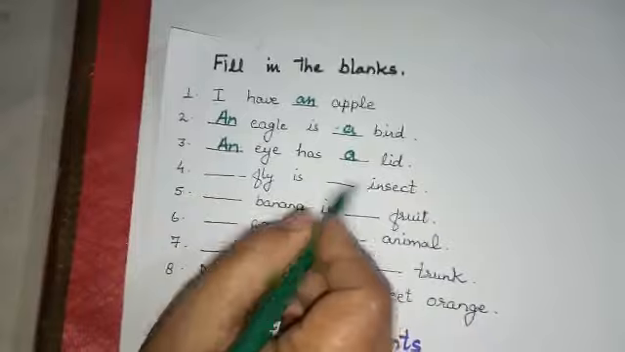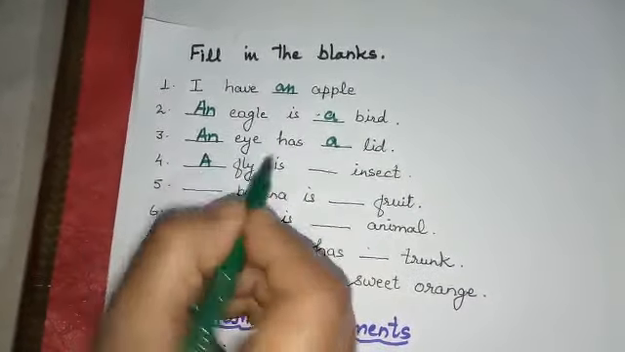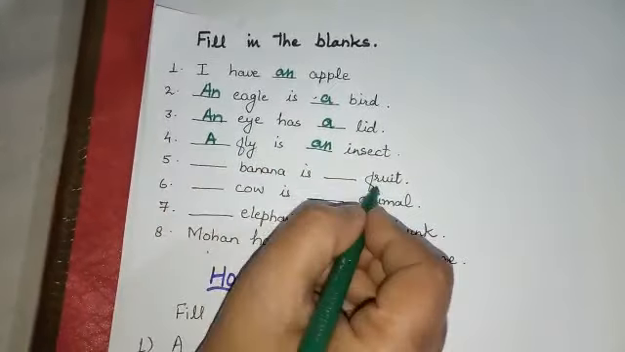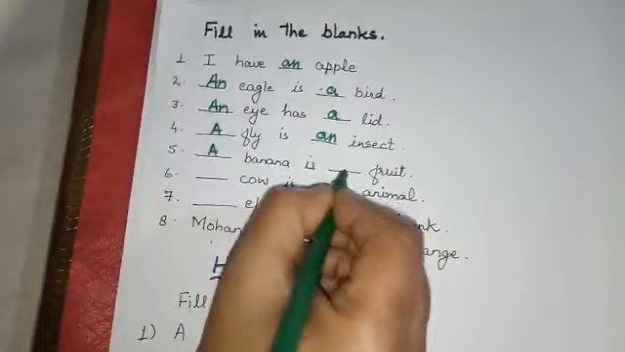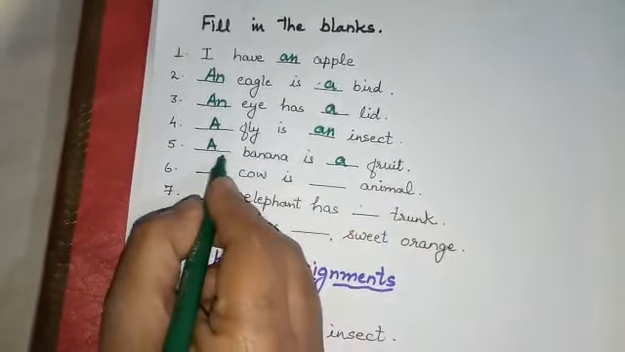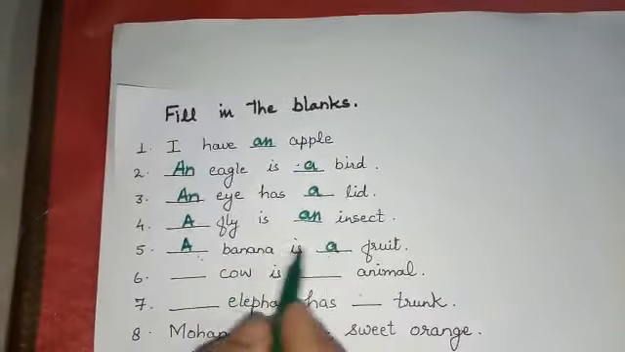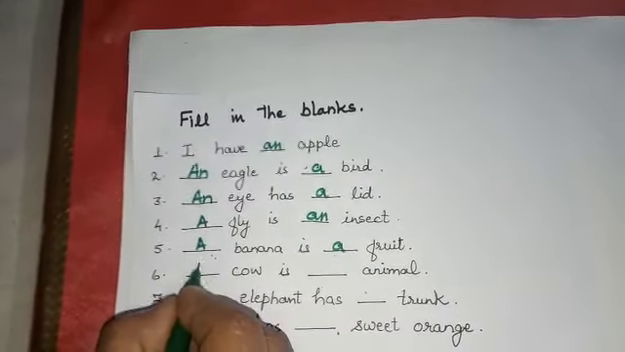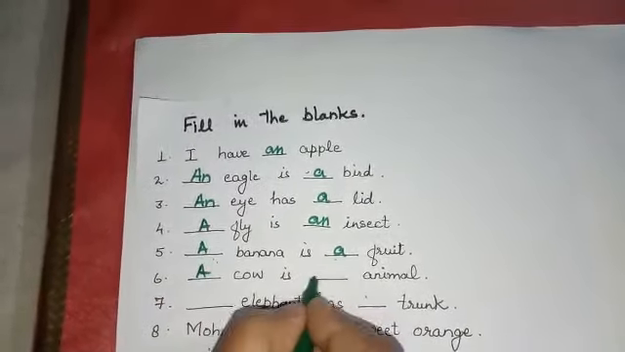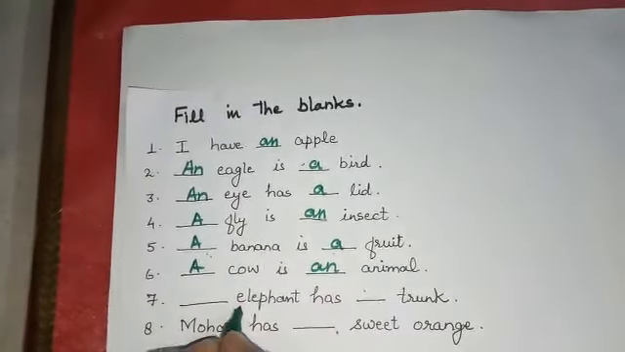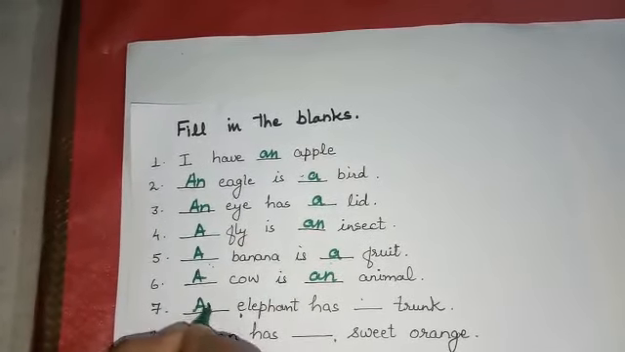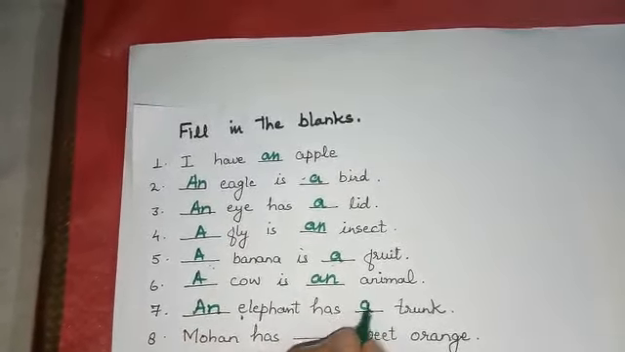Dash fly is dash insect. A fly is an insect. Dash banana is dash fruit. A banana is a fruit. Here you have to use A at both the blank places because no word is starting with a vowel. Dash cow, a cow is an animal. Elephant, it is starting with the E sound, E letter. So an elephant has a trunk.